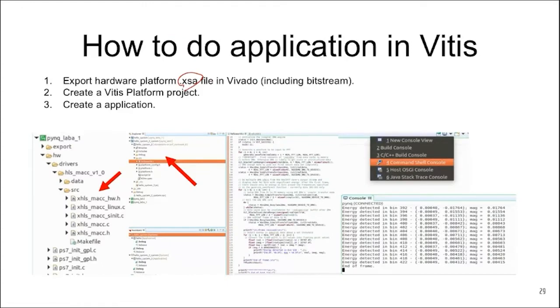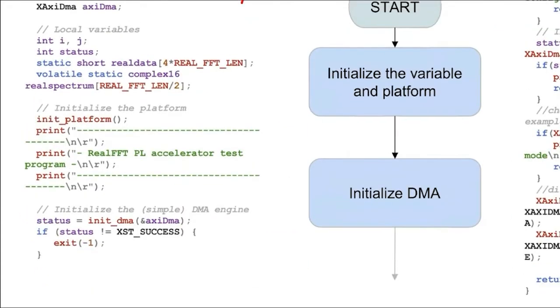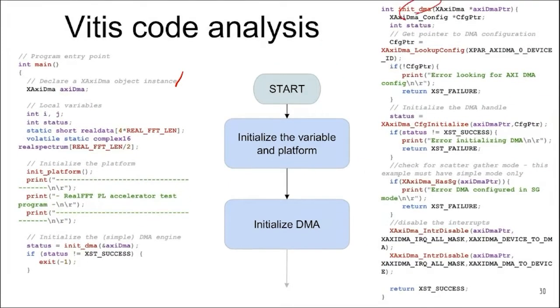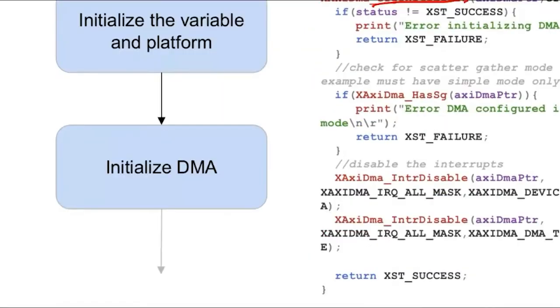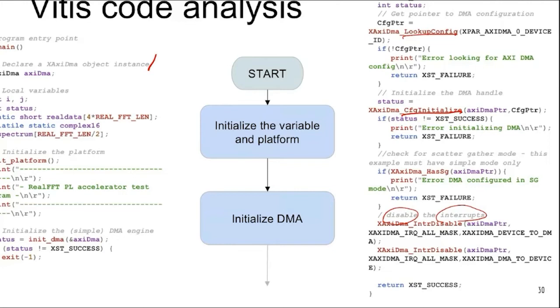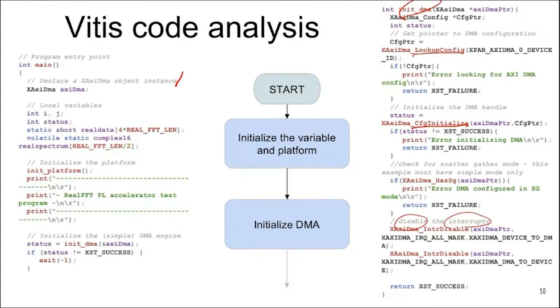So in the last part, we give a brief analysis about our code host program. In the beginning, it's quite similar to the left one. In this initialization, we look up the configuration and then initialize them. But we should notice that we manually disable the interrupts of the DMA IPs because we don't need them. We just wait for the kernel to finish its computation.